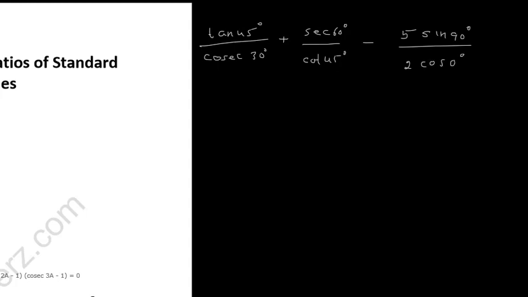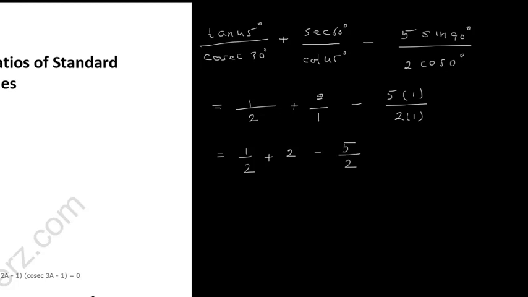Okay, so here we know the value of tan 45, which is 1. Cosec is the reciprocal of sin 30, which is 1 by 2, so cosec 30 is 2. Plus sec 60, cos 60 is 1 by 2, so sec 60 is 2, divided by cot 45 which is 1, minus 5 into sin 90 which is 1, divided by 2 into cos 0 which is 1. So this is 1 by 2 plus 2 minus 5 upon 2.